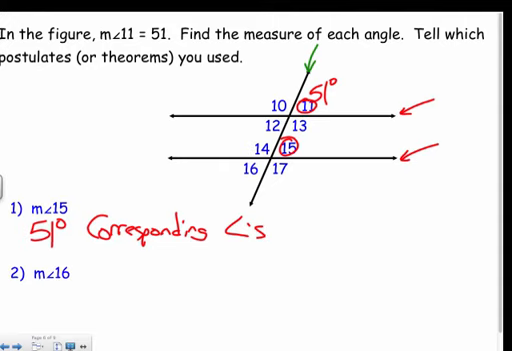Then I look at measure of angle 16. Well, 16 is down here. I'm going to use green here. Well, if I compare it to angle 11, what do I know about those two?